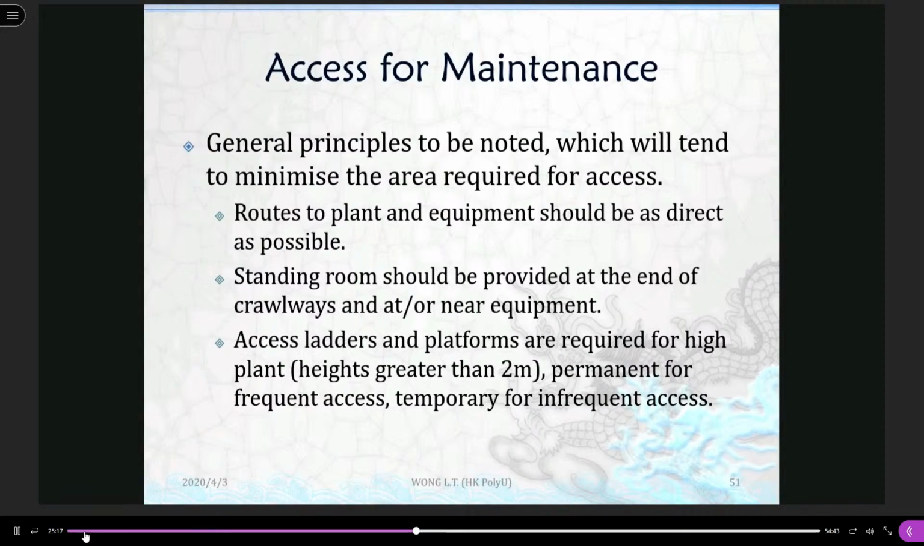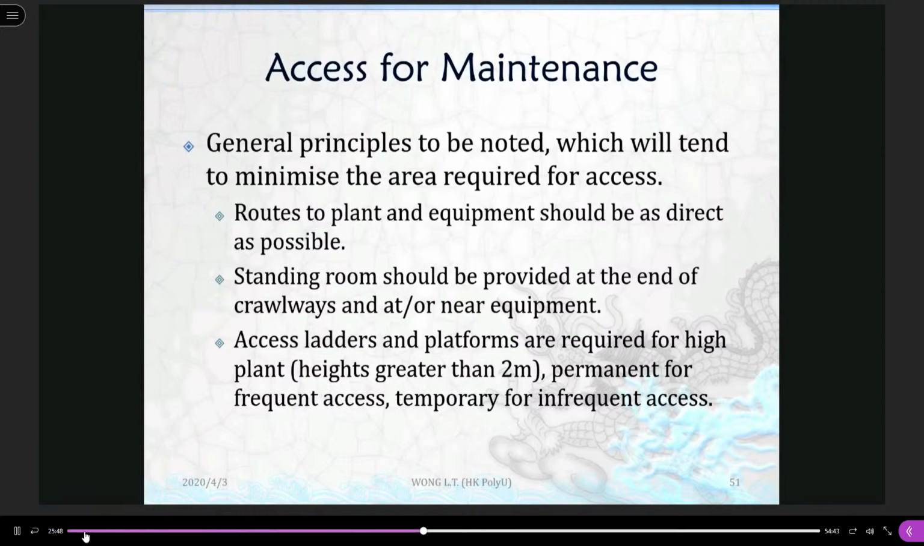Alright, the general principles and notes for maintenance and other space required. Routes to the plant equipment should be as direct as possible. Simple is beautiful. Second, standing room should be provided at the end of the gangway and near the equipment. The standing room near the equipment is the best, because there you need to work on something and stay for longer.